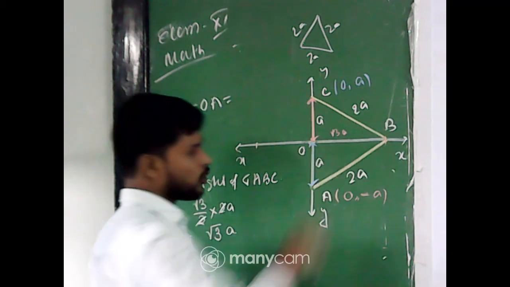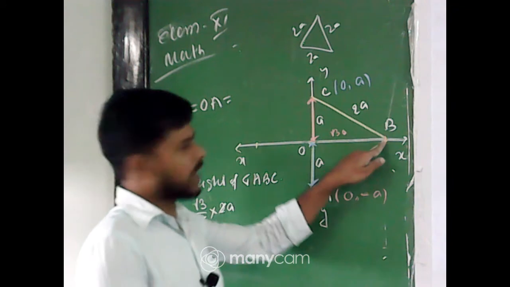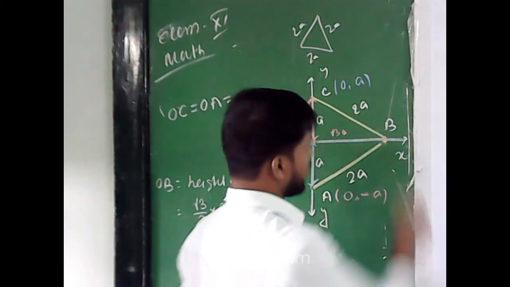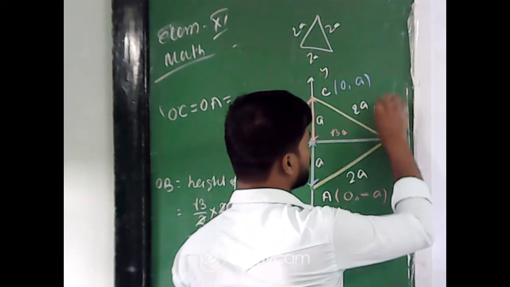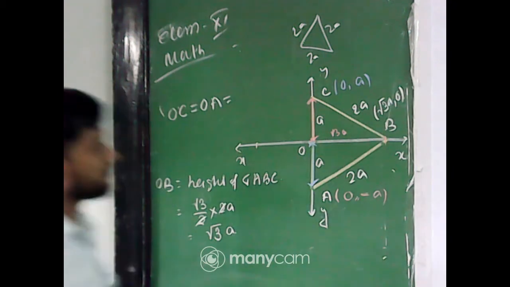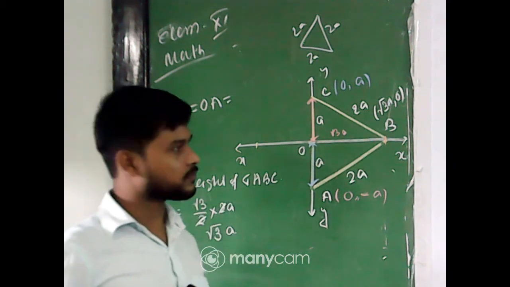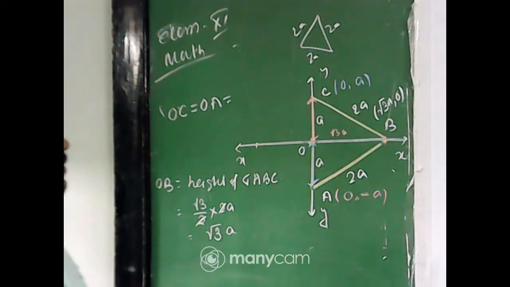Now what will be the coordinate of the point B? So √3a, 0, as the point B is lying on the x-axis. So the coordinate of the point B is √3a, 0. Okay, so all the vertices of the triangle are known. Clear? Now tell me, have you understood?